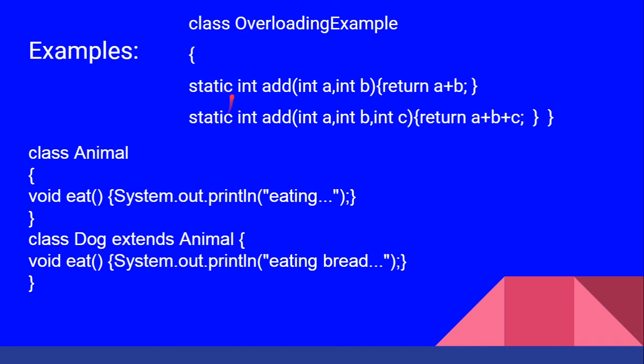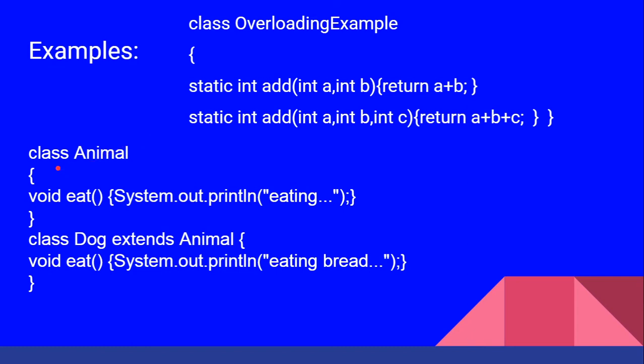There are two methods. Add is the name of the function in both, but the signatures differ: int a, int b in the first, and int a, int b, int c in the second. The number of parameters is 2 in the first add method and 3 in the second. They differ in the number of parameters, but they lie in the same class. This is the example of overloading.